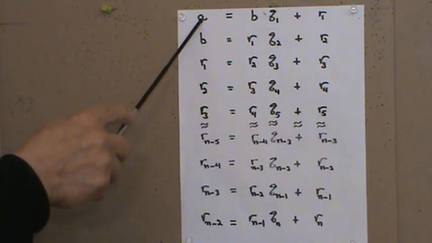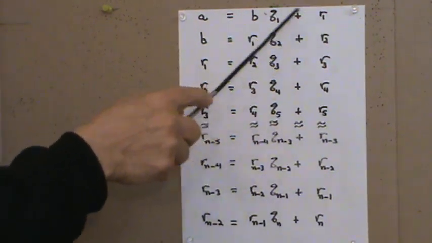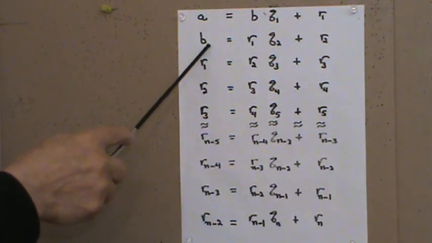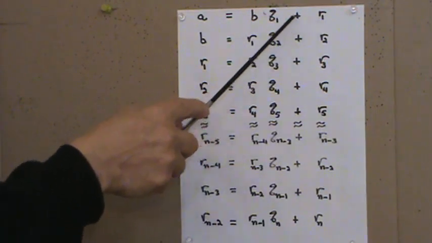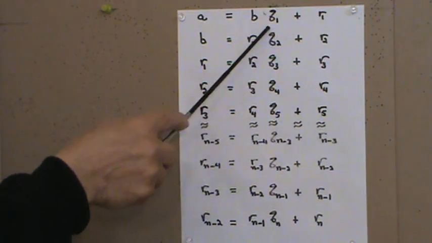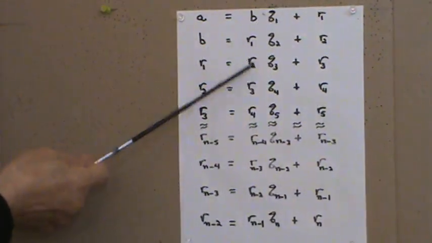So again, this is the dividend, this is the divisor, this is the quotient, this is the remainder, and you can see the divisor becomes the dividend, the remainder becomes the divisor. We have a new quotient, and we have a new remainder. These steps are going to follow.